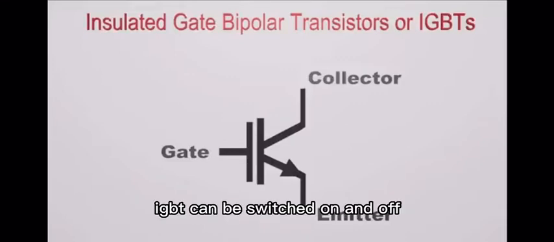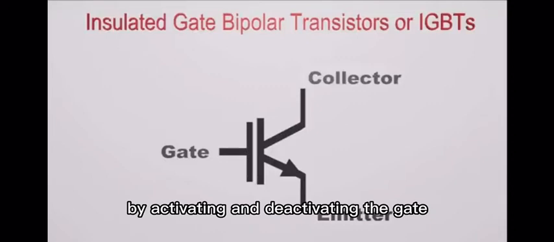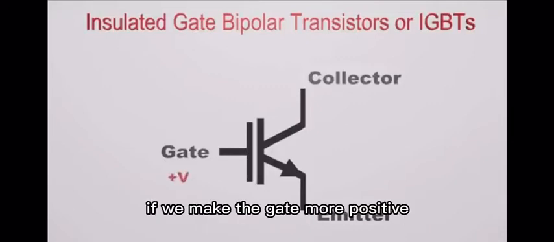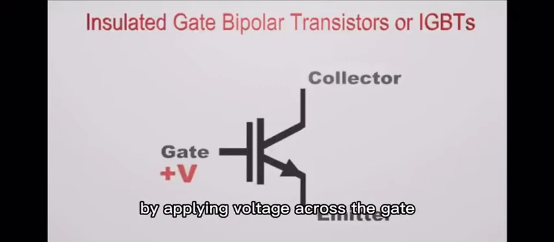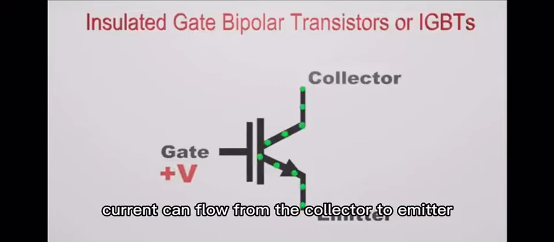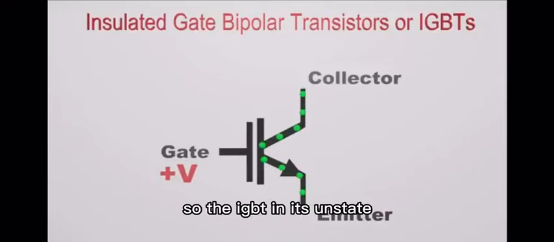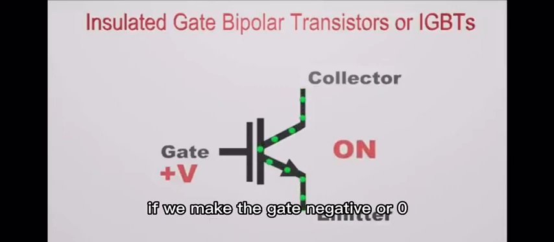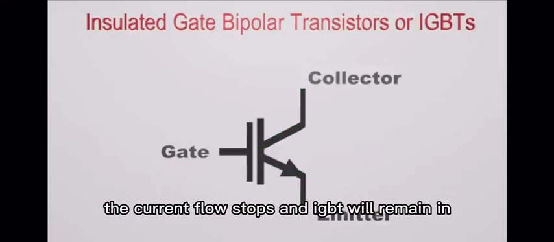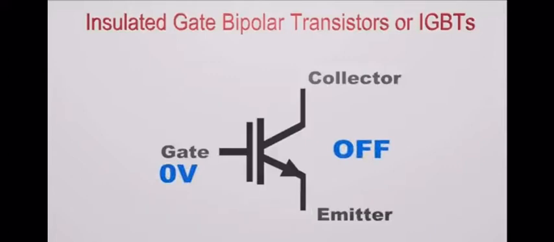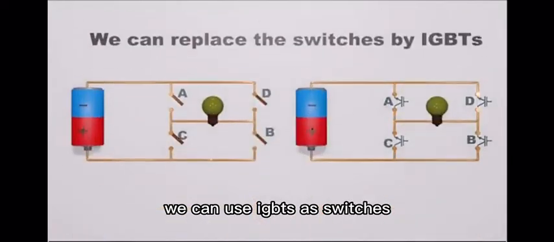IGBT can be switched on and off by activating and deactivating the gate. If we make the gate more positive by applying voltage across the gate, current can flow from the collector to emitter. So the IGBT is in its on state. If we make the gate negative or zero, the current flow stops and IGBT will remain in off state. We can use IGBTs as switches.